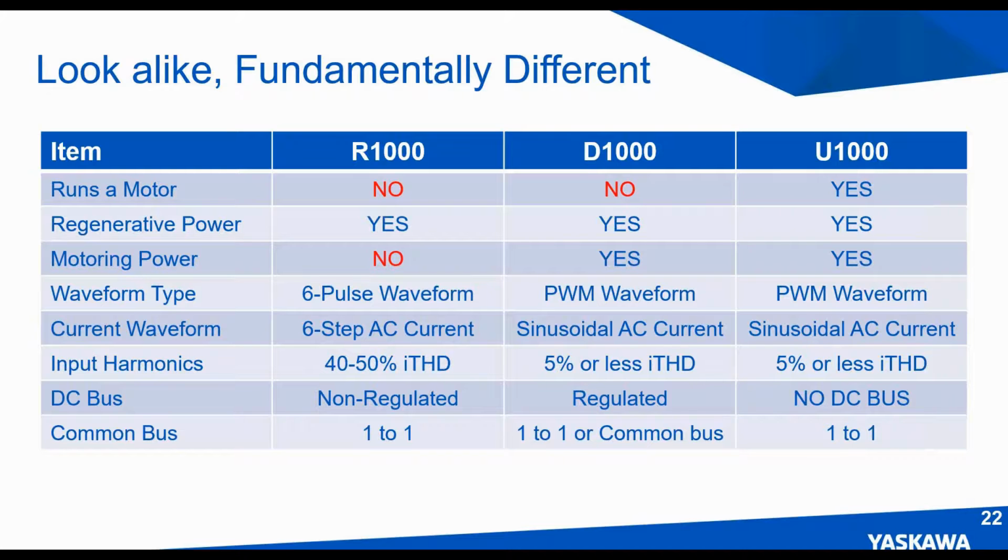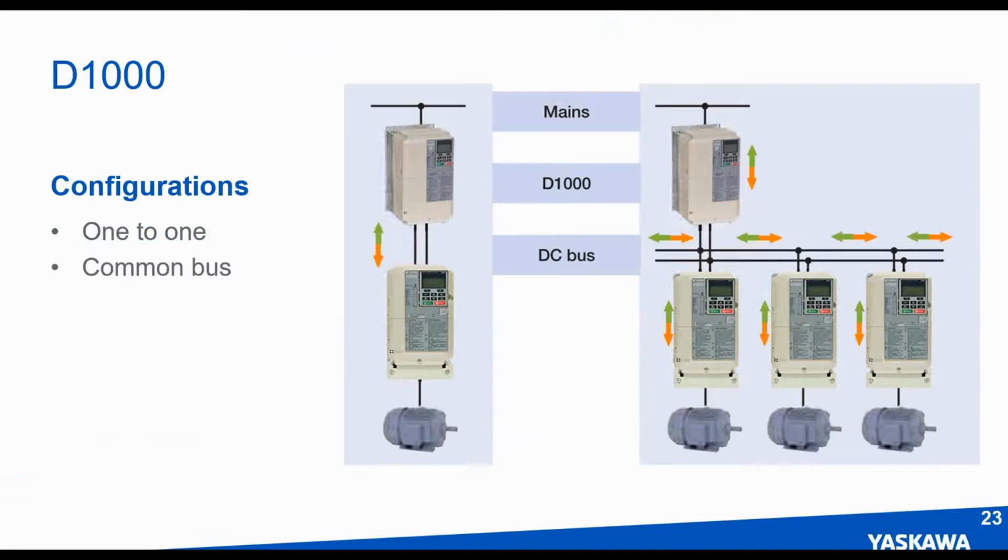The last difference between these units is common busing. The R1000 and U1000 are really for one-to-one configurations. However, the ideal use for the D1000 is in common busing. Since it has a DC output, it can feed one or more devices. So what do I mean by common busing? I mentioned the D1000 is a big DC power supply. So, using an oversized D1000, you can not only run a one-to-one configuration, a D1000 running one drive with a motor, you can also feed that DC to several drives as long as that D1000 is sufficiently sized.